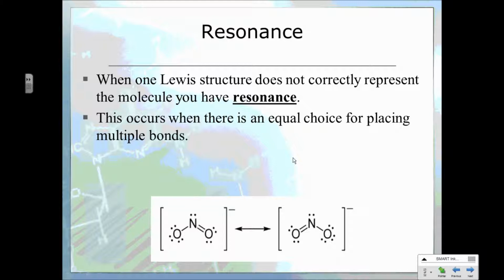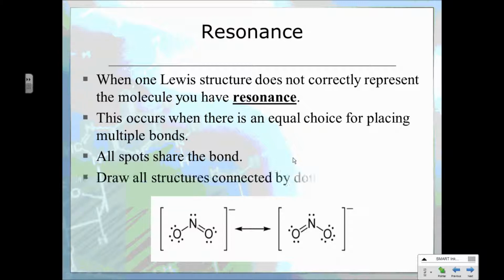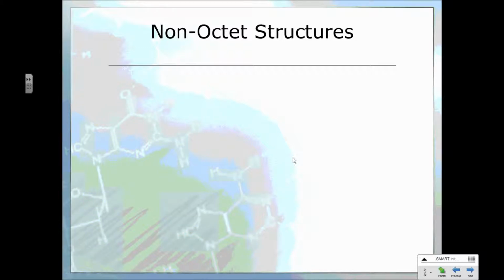So one picture doesn't really adequately show how it will exist, so we draw both and connect them with a double arrow. And remember, what's really happening is all those spots are sharing that bond, so they all partially get it. So you draw all of them and connect them with double arrows to show that it's a resonant situation, that double bond is shared throughout all the bonds. So in this case, it's kind of like 1.5 bonds on each side. Now, the last thing you've got to watch out for with drawing is when you have non-octets.